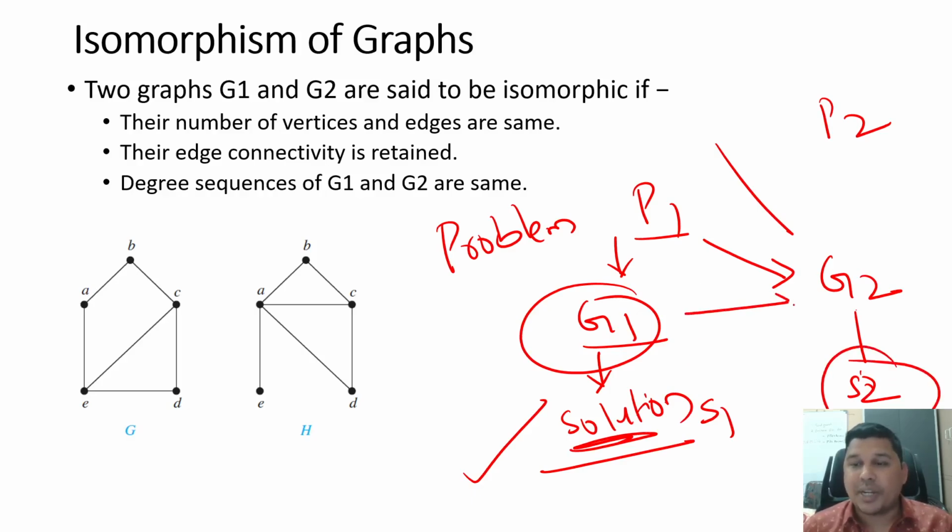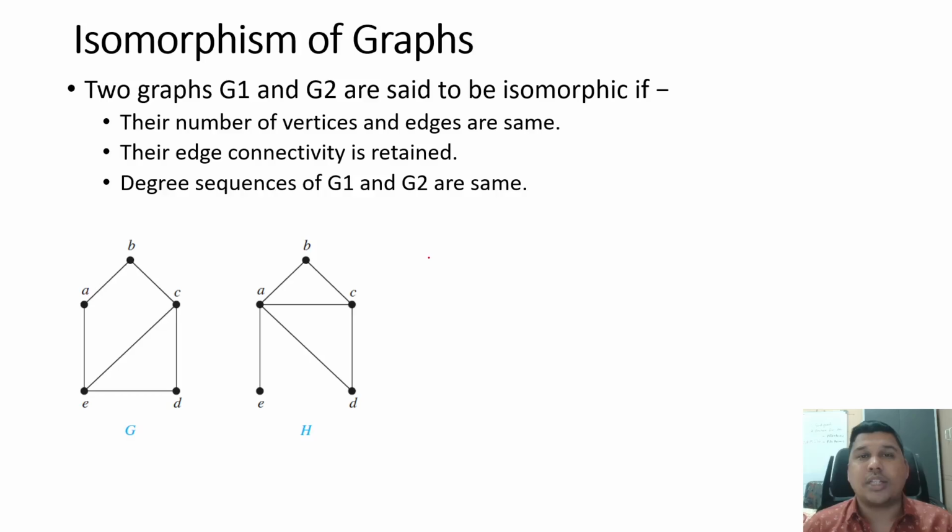So for that, the properties should be the same. There are a lot of applications in detail, and when you try to solve graph problems you will understand the use of isomorphism. So two graphs G1 and G2 are said to be isomorphic if the number of edges and vertices are the same, the degree sequences are the same, and their edge connectivity is retained.